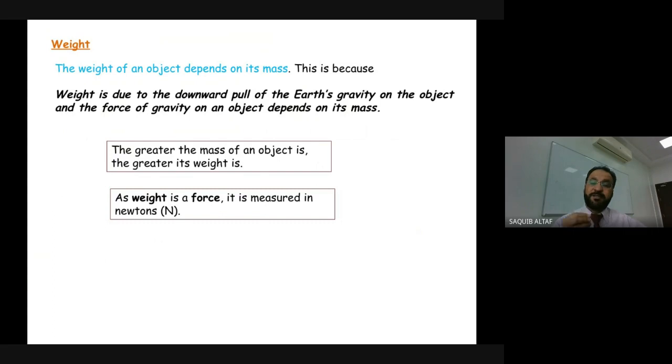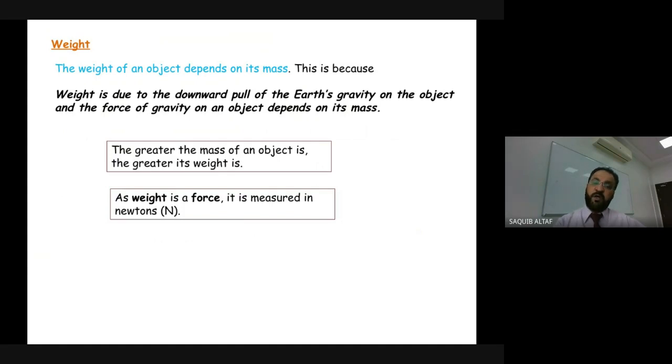Remember, simple: we will multiply mass with gravity, which is 10, and that is equal to weight, because gravitational acceleration, gravity, is the pull of the Earth. As I told you, weight is basically the force with which the Earth attracts any object towards the center.